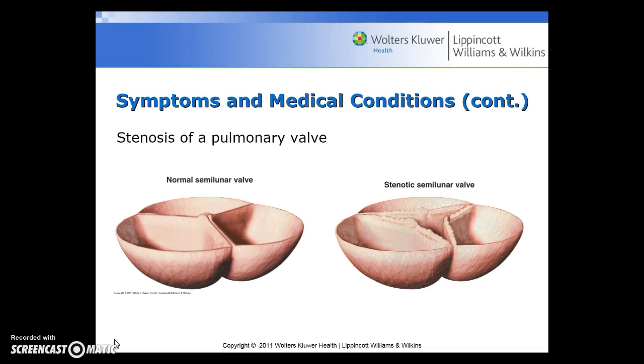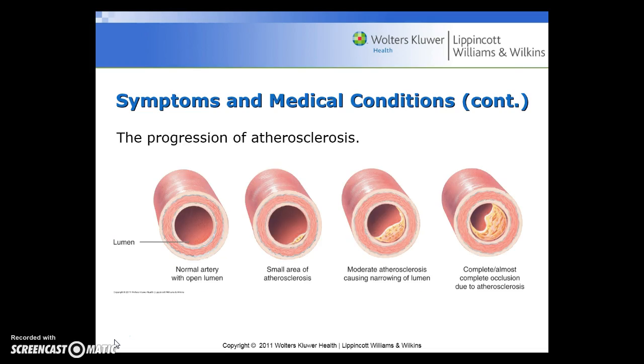Here we can see the stenosis of a pulmonary valve, and on the left is the normal semilunar valve, and on the right is the stenotic semilunar valve. Here is the progression of atherosclerosis. We can see the lumen on the left is the normal artery with the open lumen. We can see the plaque buildup in the small area of atherosclerosis, and then that continues to build, and we have on the far right almost complete occlusion due to the atherosclerosis, the buildup of the plaque.